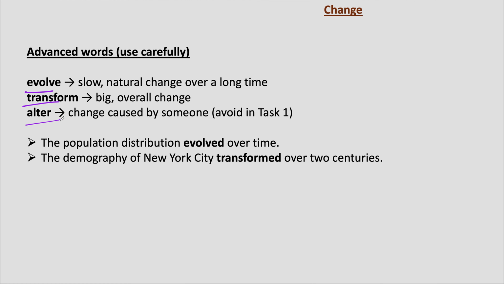Alter usually means that someone caused the change. When population patterns change, it is an organic change. No one person is altering or changing things. So it is usually better to avoid this word in task 1.